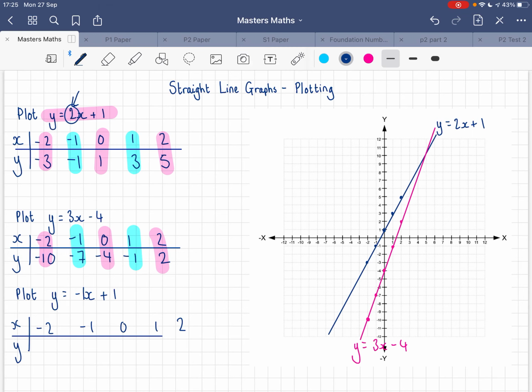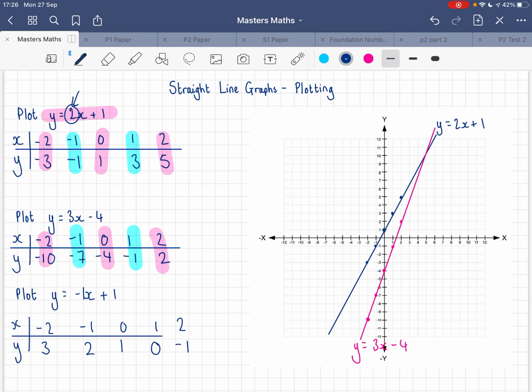Okay, so the first x value we've got is negative 2. Negative 2 times negative 1 makes positive 2, because a negative times by a negative makes a positive answer. And then I'm going to add 1. So that becomes 3. Minus 1 times minus 1 makes positive 1, plus 1 is 2. 0 times negative 1 is still 0. Anything times by 0 is 0. Add 1 is 1. 1 times negative 1 is negative 1. Add 1 makes 0. And then 2 times negative 1 is negative 2. Plus 1 is negative 1.